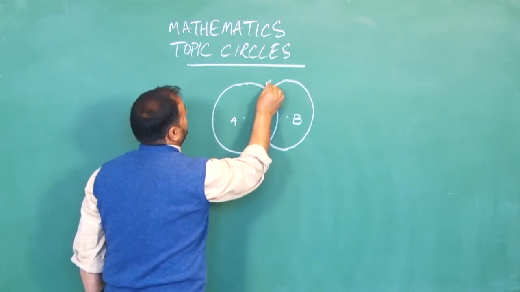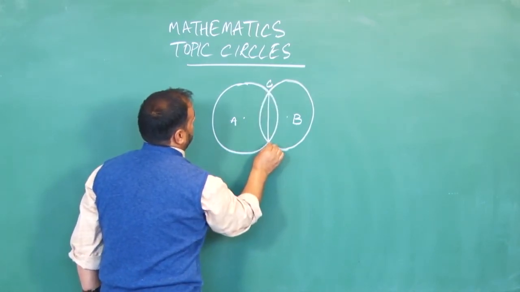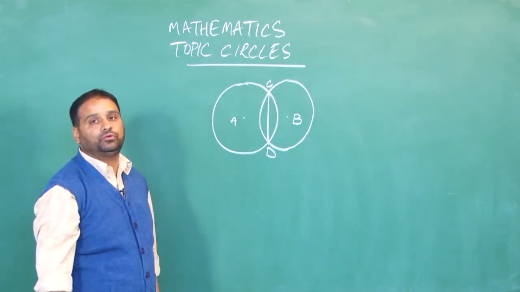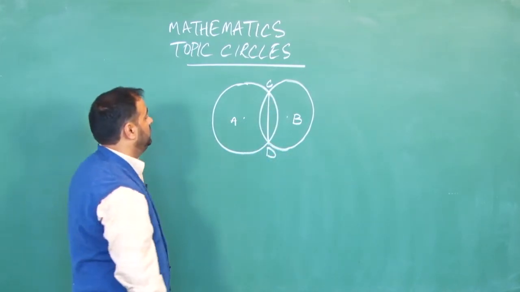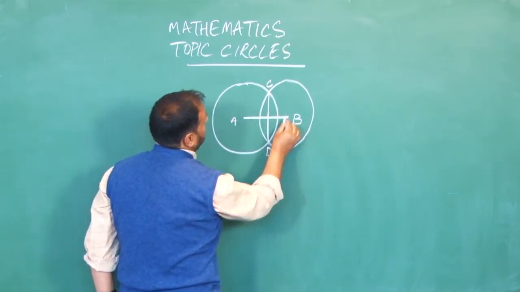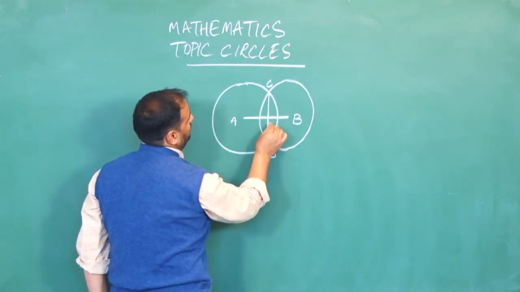the point of intersection of these two circles is joined by a line segment, and this becomes the common chord for both the circles. We need to prove if we join the centers of these circles, the line segment lies on the perpendicular bisector of the common chord.